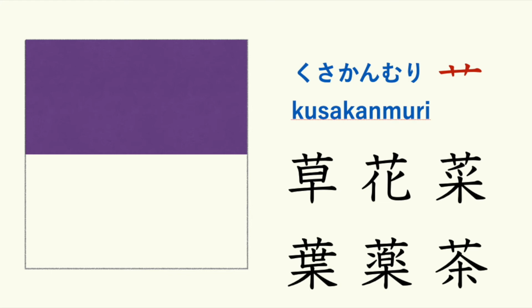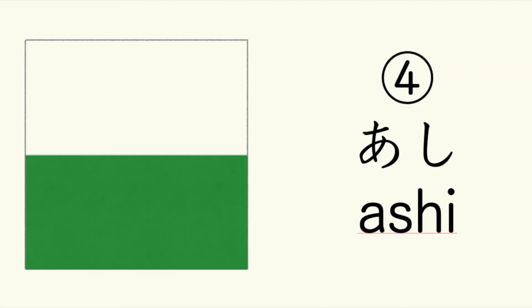Number 3, kamuri, which means crown. It is, of course, on the top of the kanji character. Kusakamuri is one of the kamuri, and so those characters have something to do with kusa, which is grass. So, for example, tea, medicines, leaves, those kinds of things.